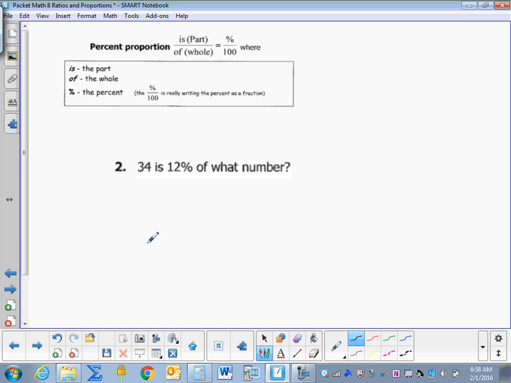$34 is 12% of what number? Remember, we're thinking about the part to the whole. We're going to be writing a percent proportion. So we know quickly that 12% is 12 over 100. 34 is 12% of what number? So 34 is the part, and we're looking for the whole.